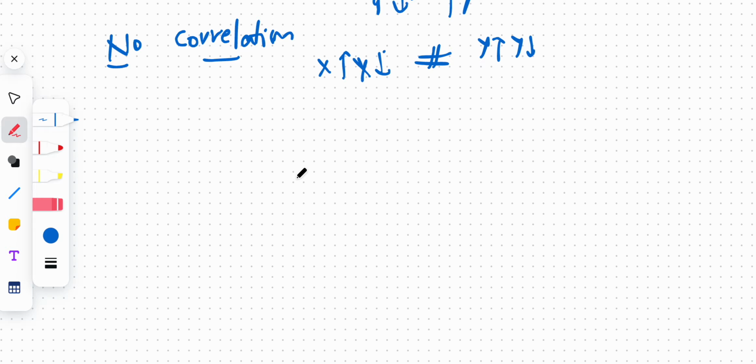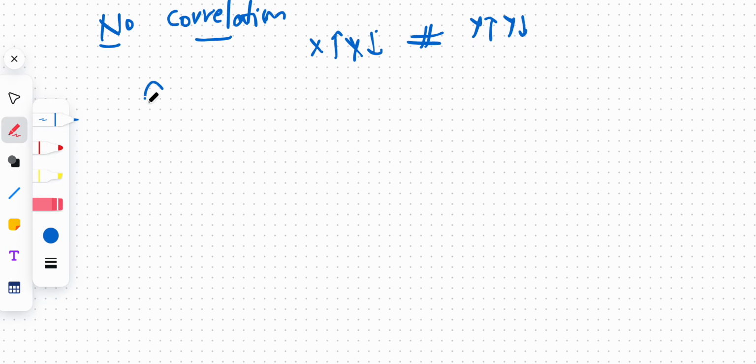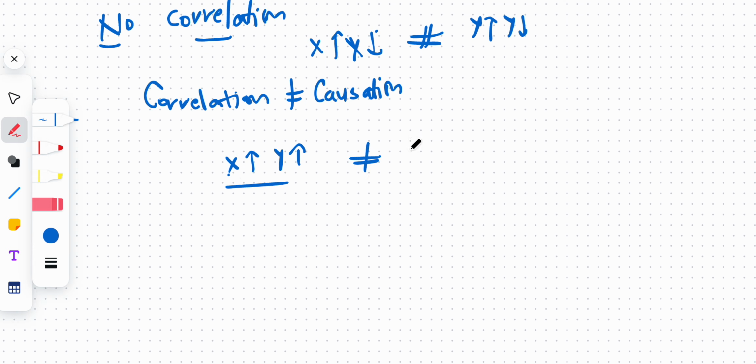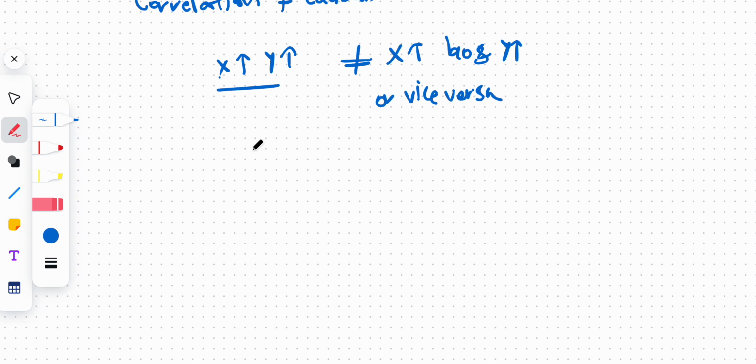Right? Now, one thing to note very important here is correlation is not causation, which means if x is increasing and y is increasing, that would not necessarily mean that x is increasing because y is increasing or vice versa. What the situation is, it just so happens that whenever x is increasing, y also seems to be increasing.